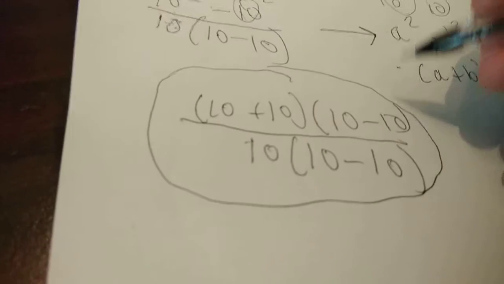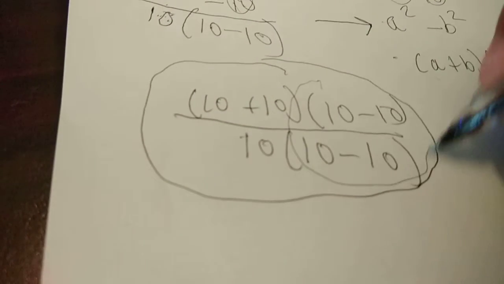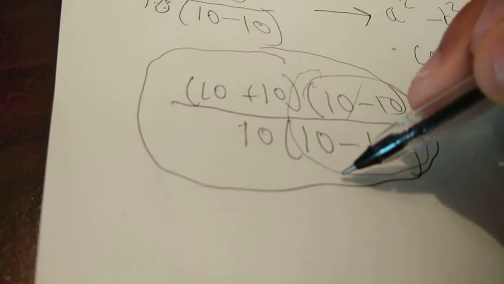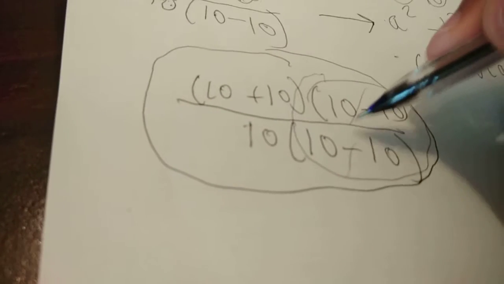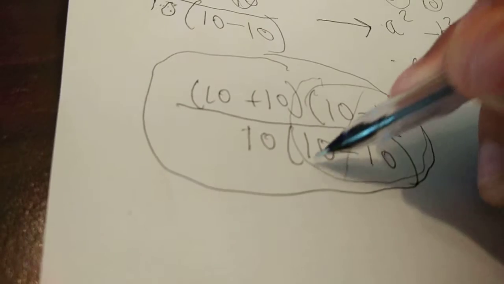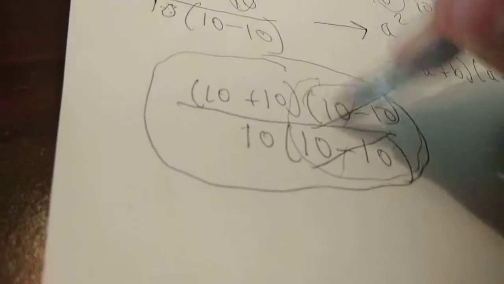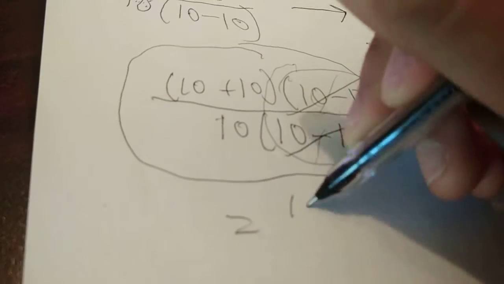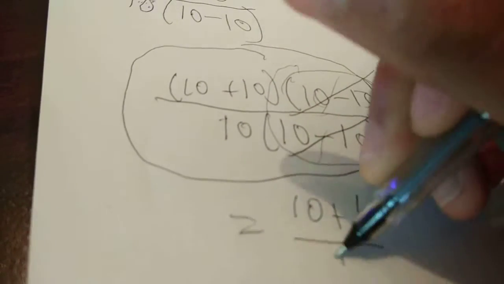Pretty clear. As you can see right now, we have two common terms here in the fraction. So we have 10 minus 10 on the numerator and 10 minus 10 on the denominator. Since it's a repeat, and all this is cancelled out and equals 1, we can just cancel those two out because these both are common. And then we're left with 10 plus 10 divided by 10.